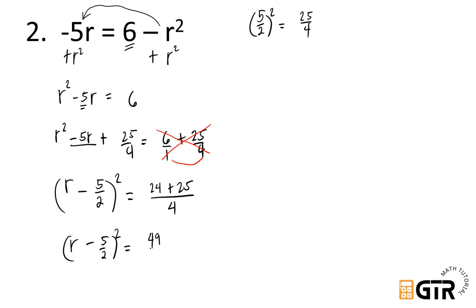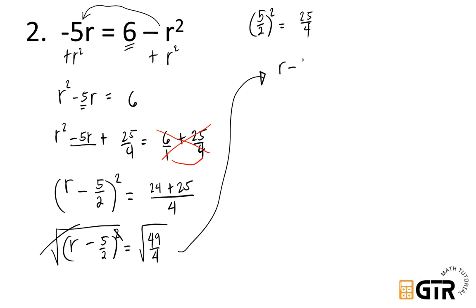We have 49 over 4. Okay, perfect square yan. So next step, kunin natin ang square root ng both sides. So maka-cancel out lang tong square and square root. So we have r minus 5 over 2 equals plus or minus yan. Automatic yan, plus or minus.